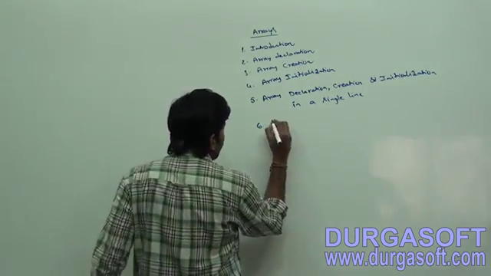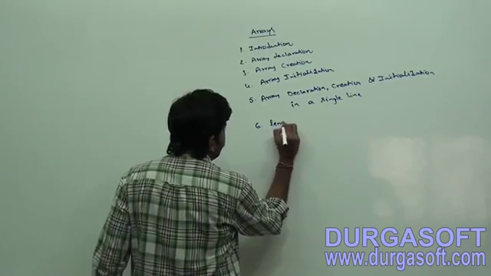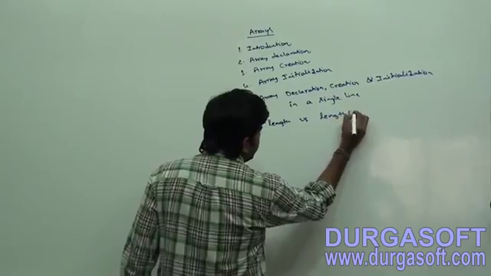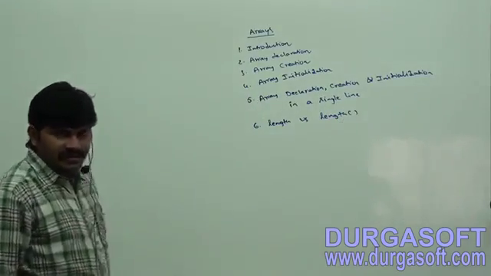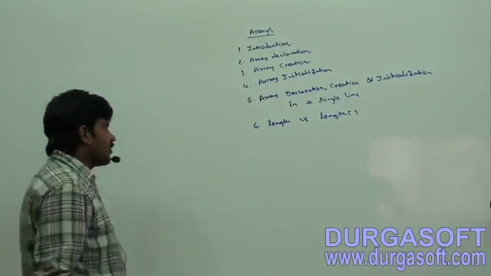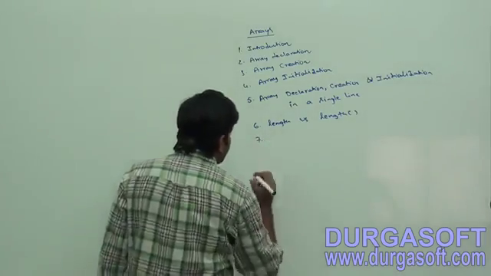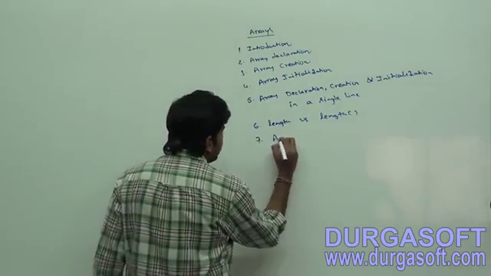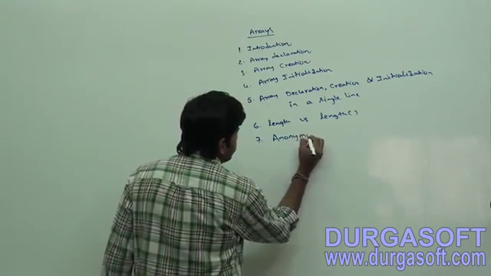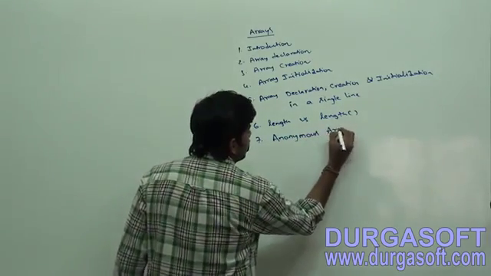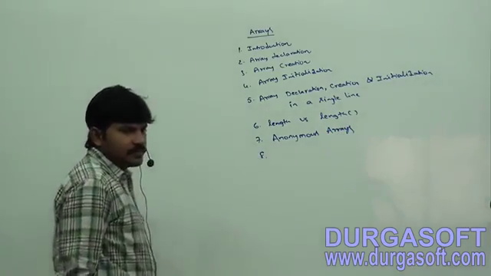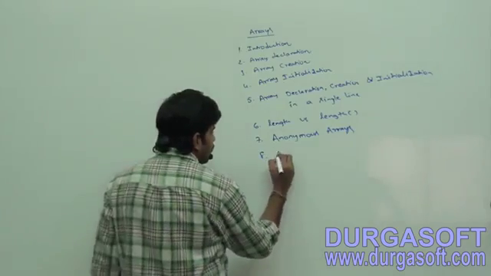Next, length versus length. Sir, in Java, the length variable is there and the length method is there. So what is the difference between length and length? Next, anonymous arrays.